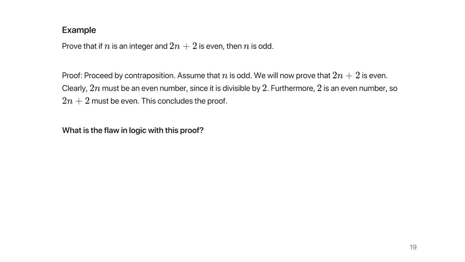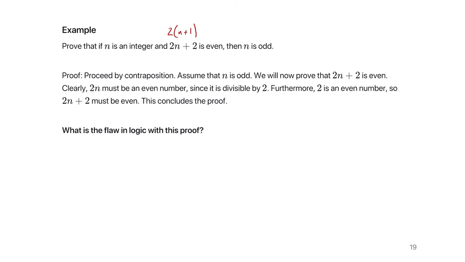Here's a more involved example. Suppose we want to prove that if n is an integer and 2n plus 2 is even, then n is odd. Separate from this, 2n plus 2 is even regardless of whether n is even or odd, because I can write 2n plus 2 as 2 times n plus 1, and regardless of what n is, 2 times any integer will be an even integer. So the statement is definitely false, but let's look at the logic.